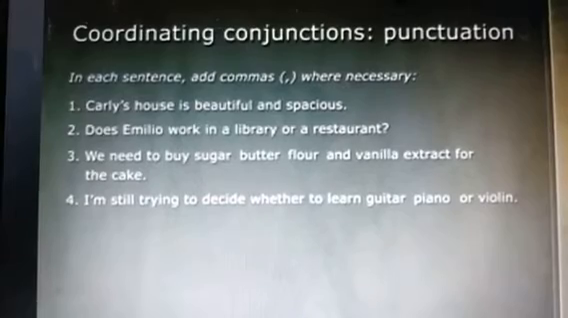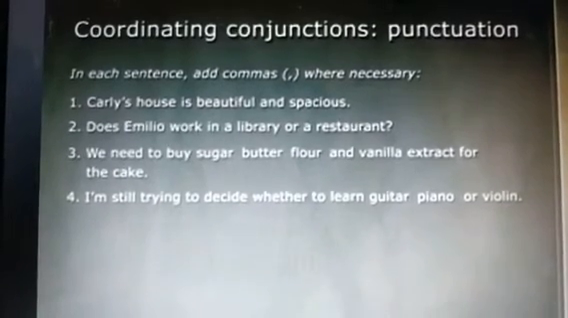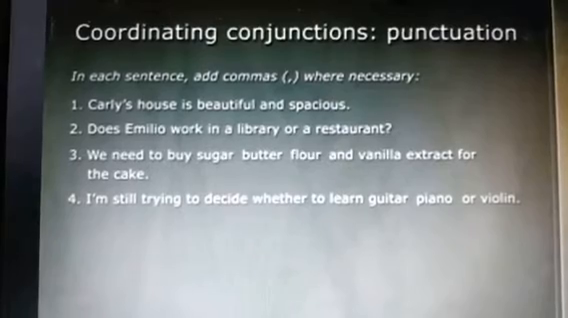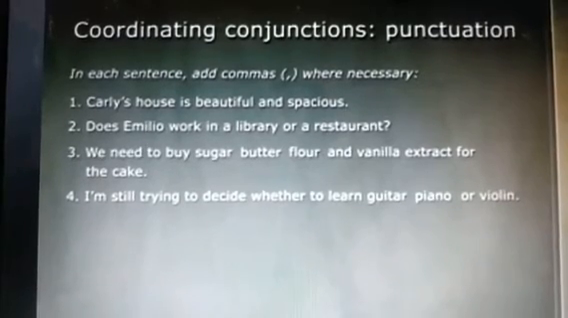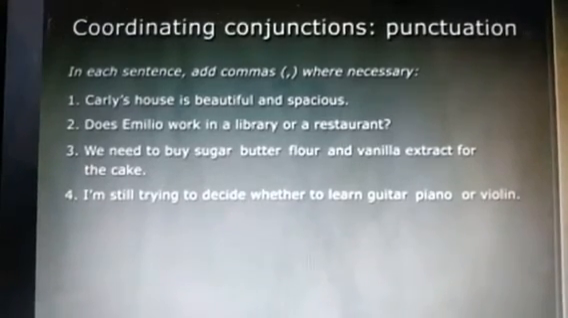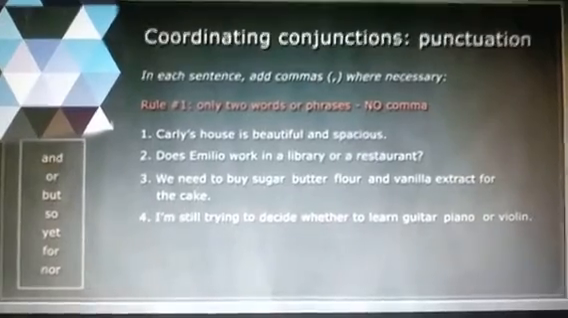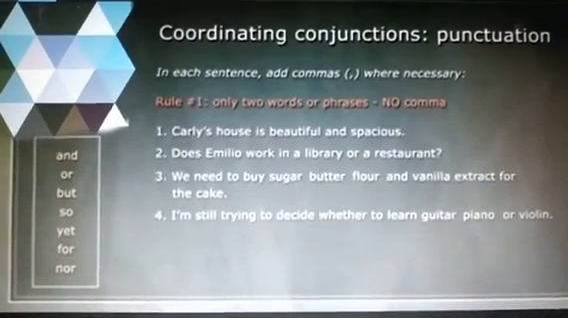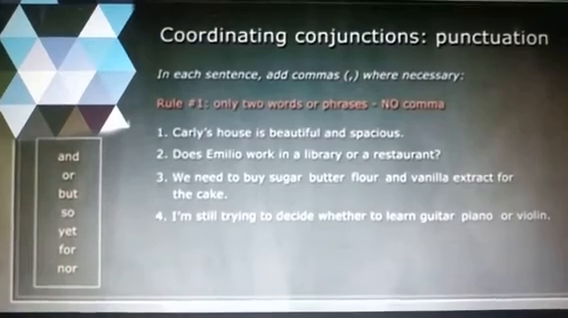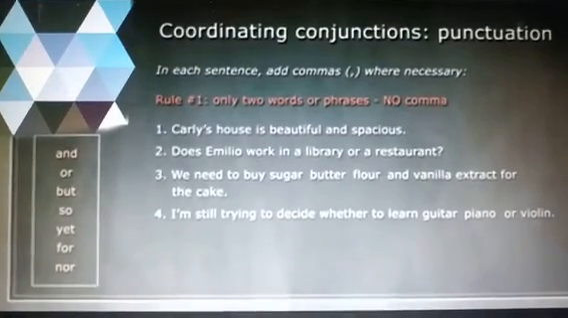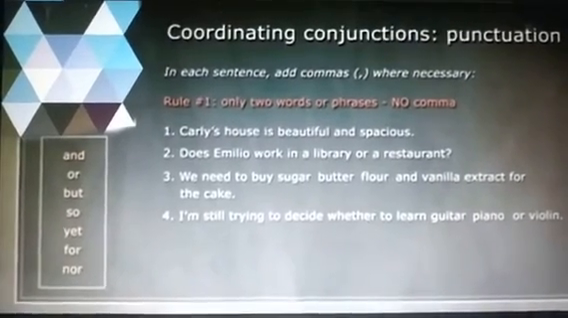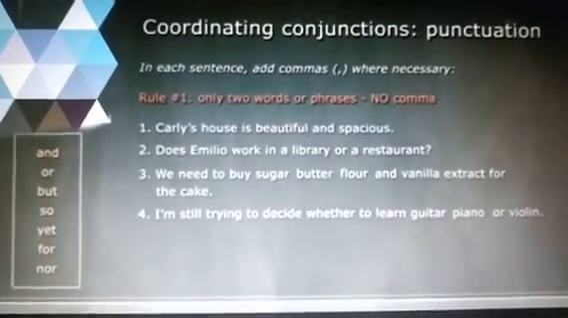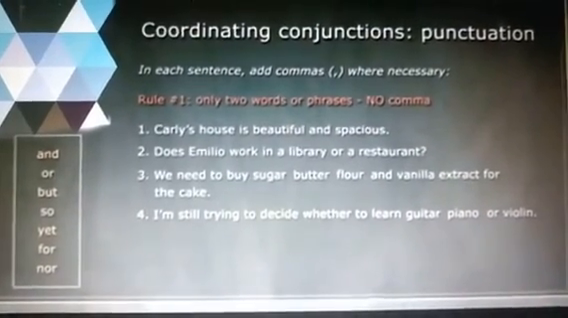Okay, so let's look at the answers. In the first 2 sentences, did you put a comma anywhere? Actually, you don't need any commas in these 2 sentences. That's because when a conjunction only connects 2 words or 2 phrases, we don't use commas. In number 1, the conjunction is and, and it connects the adjectives beautiful and spacious. So here with only 2 items, no comma.